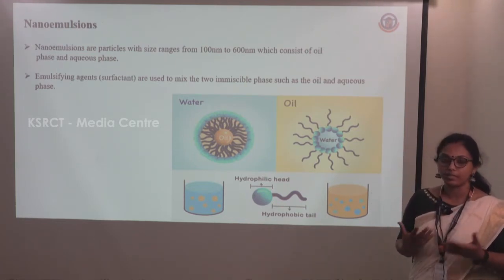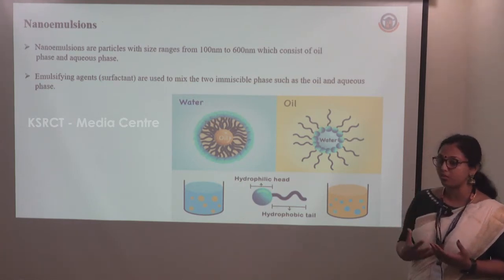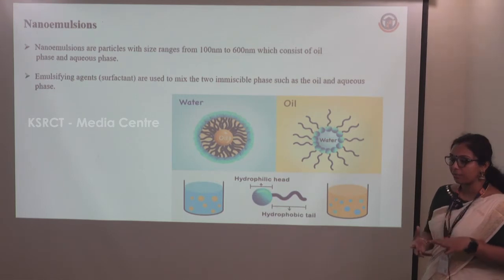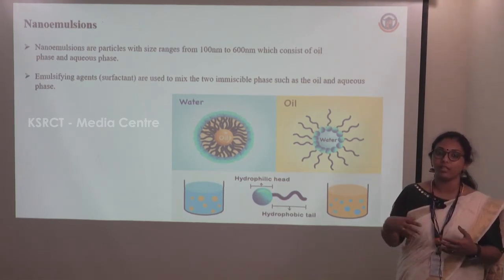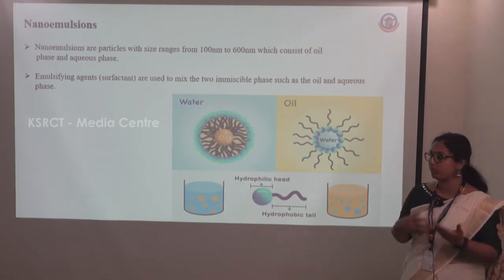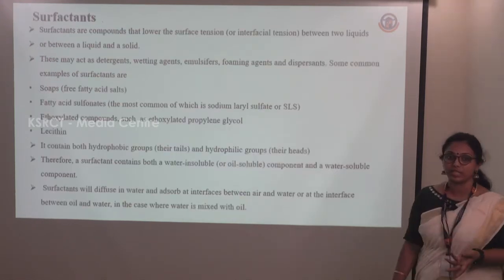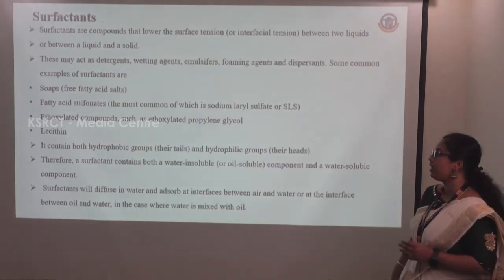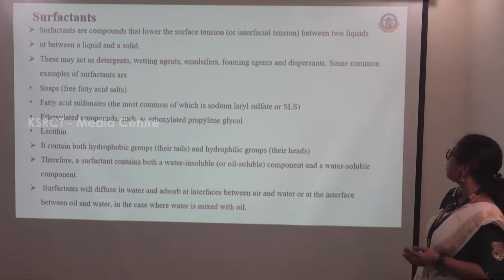So how do we mix them? We use a surfactant or an emulsifying agent for mixing them properly. The surface tension between both the phases is reduced by the emulsifying agent. Next, we'll have a discussion on what a surfactant is. Surfactants are compounds that lower the surface tension or the interfacial tension between two liquids.